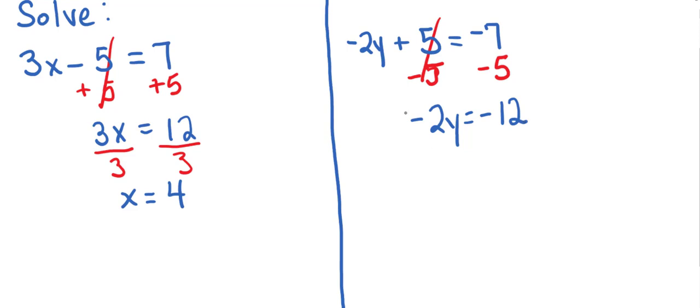Go on the side with the y, and you have to divide by the sign of the coefficient. So we're going to divide by a negative 2. And this gives us y equals positive, because we have division with two negatives, positive 6.